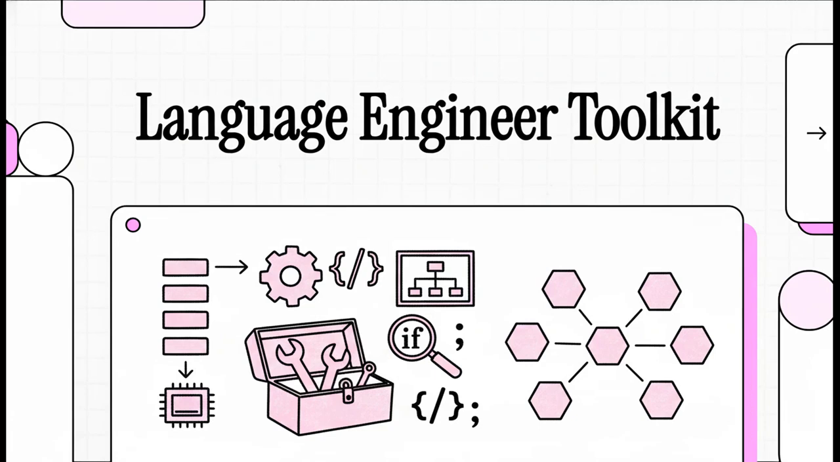All right, so today we're going to do something a little different. We're going to open up the Language Engineer's Toolkit. Now look, we're not just talking about using languages like Java or Python. We're going to see how they're actually designed, what makes them tick, and why they're built the way they are. So yeah, let's pop the hood and see what's really going on inside.